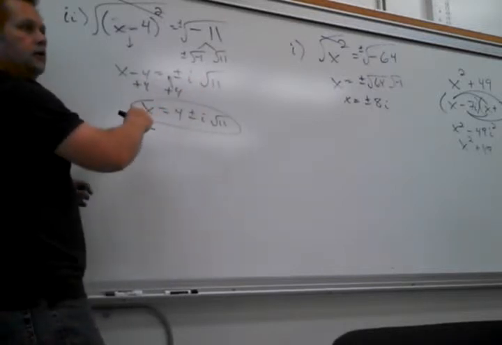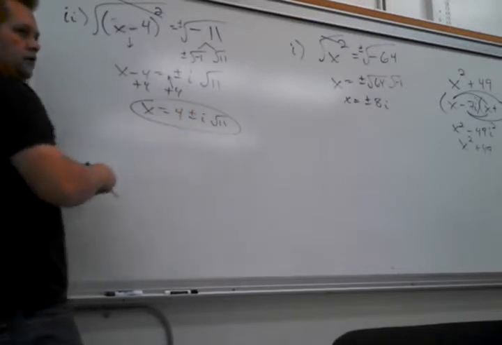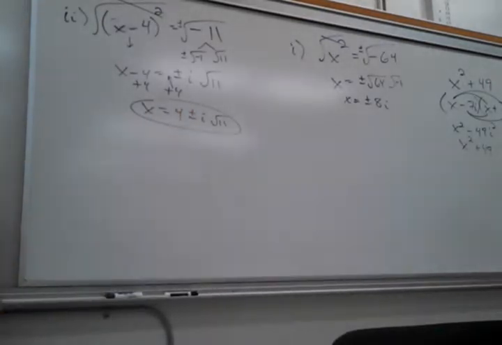4 plus or minus. Okay. Yeah, so it's 4 plus or minus that. You can't do anything with the i because it's connected to the square root. Exactly. Unless I was multiplying or dividing by something, then they could go together.